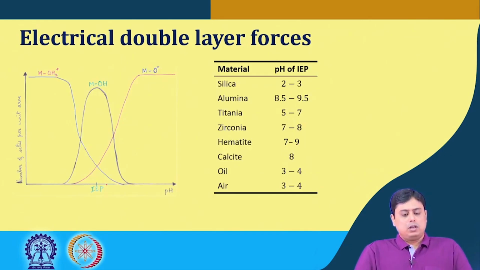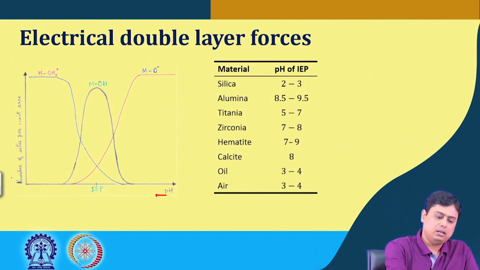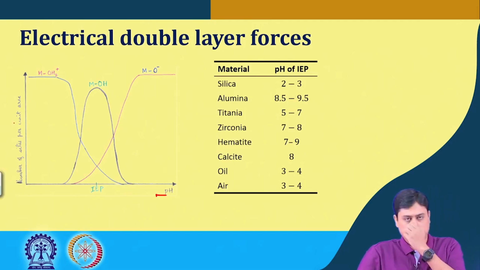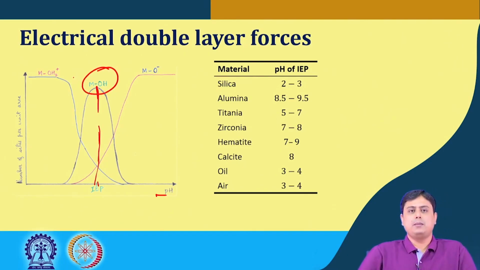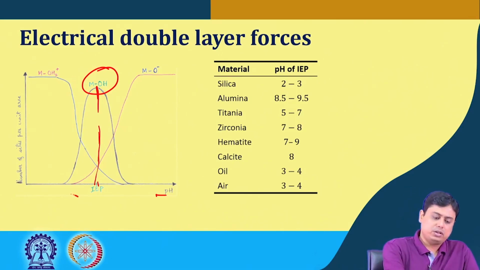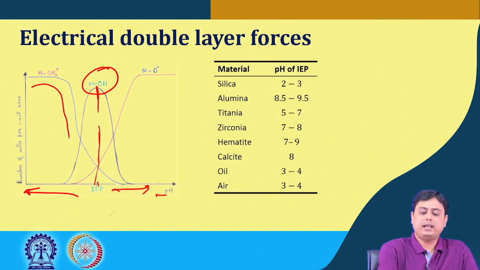Now this schematic shows the variation of pH and the number of sites per unit area. And this point, where the maximum number of simple hydroxyl groups exist, is the IEP, or the isoelectric point. At a pH lower than this, there is dominance of positively charged surface. Higher than that IEP, we have negatively charged surface.